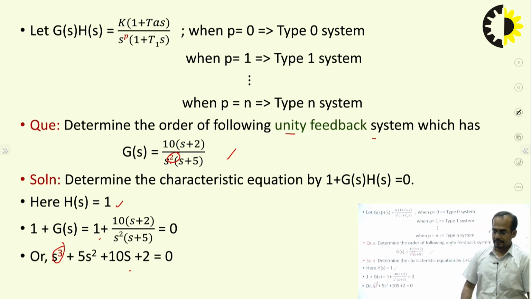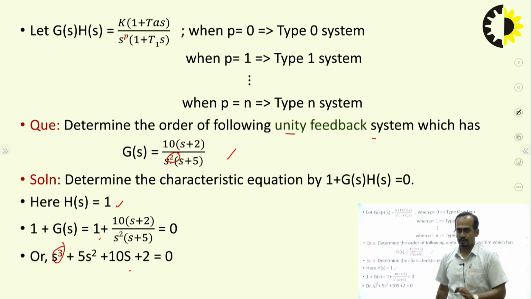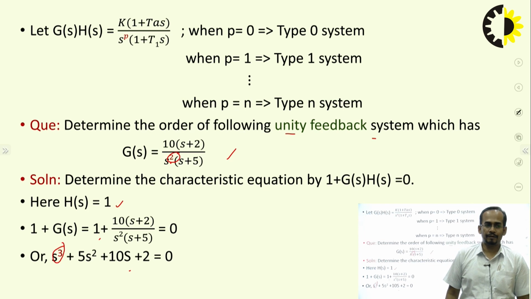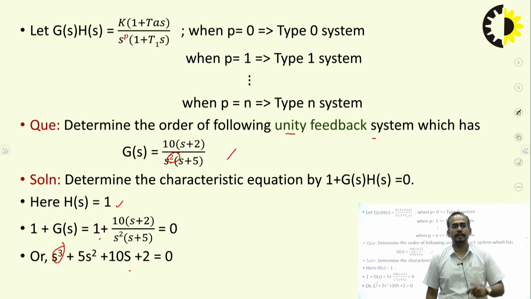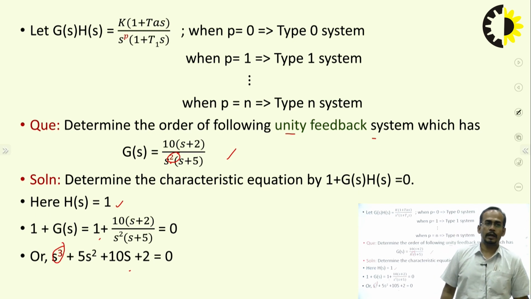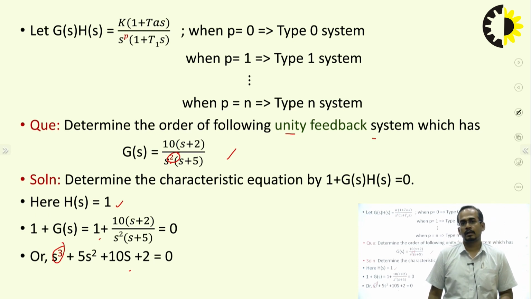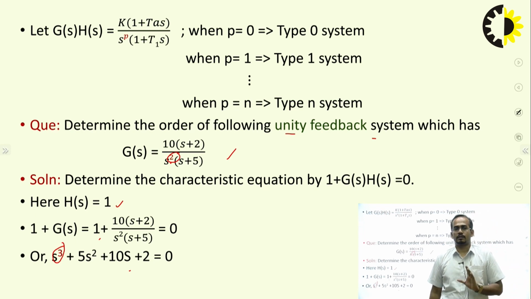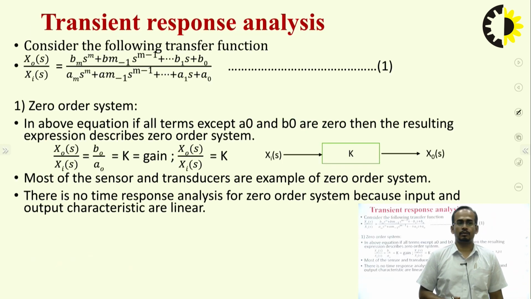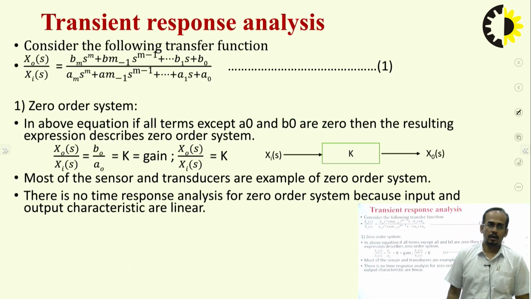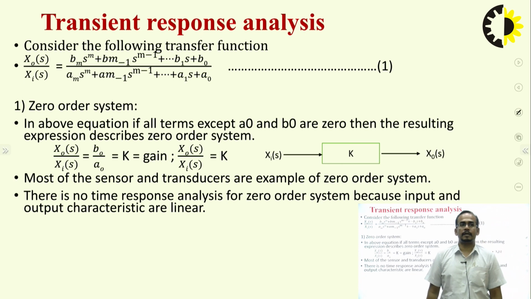So, from any transfer function, if the open loop transfer function is given, you can define the type of the system from that transfer function, and after writing the characteristic equation, you can comment on the order of the system. The highest power of s will give the information about the order of the system. Now, coming to the transient response analysis.